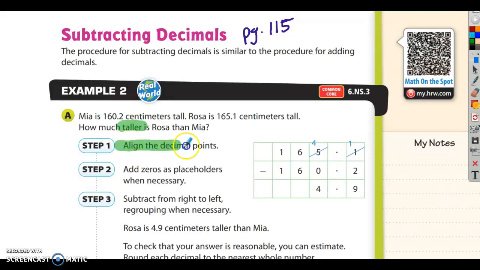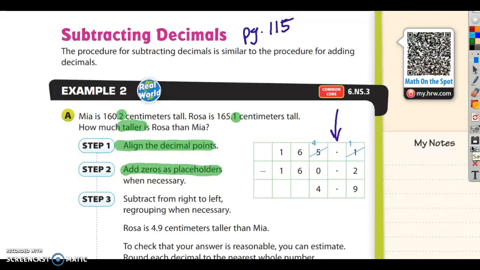First thing is you align the decimals. So that just means that your decimals line up on top of each other. The decimals in all the problems and the answer all are lined up. And then if possible or if necessary, we annex zeros as placeholders. We don't need to in this problem because Mia is 2/10 and Rosa is 1/10, so we didn't need to annex any. In our example down at the bottom, we have to annex a zero. And then we regroup when necessary, and then we check to see if it's reasonable.